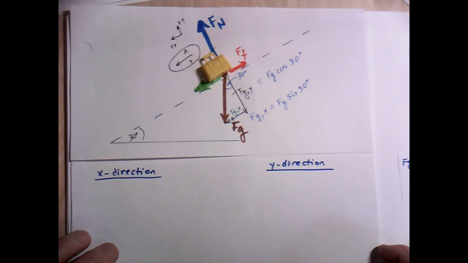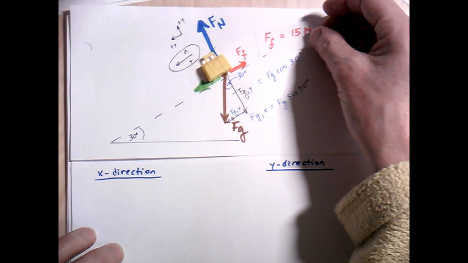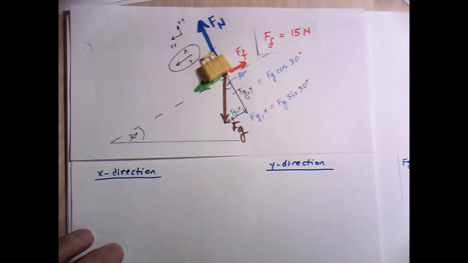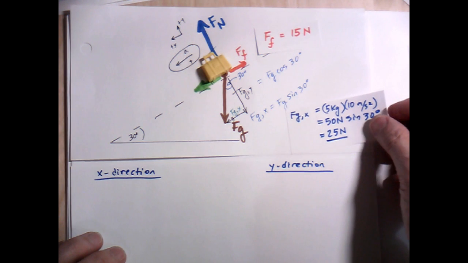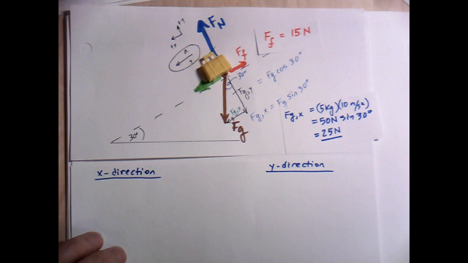So we'll go ahead and set up to do that. And let's acknowledge the things that we have that are known. First of all, the friction force given in the problem is 15 newtons. And then if we use 10 meters per second squared as our value for the magnitude of acceleration due to gravity, just to make the computations easier, then in the x direction we have Fg sine theta, where theta is 30 degrees. So we have 5 kilograms times 10 meters per second squared, which is 50 newtons, times the sine of 30 degrees.